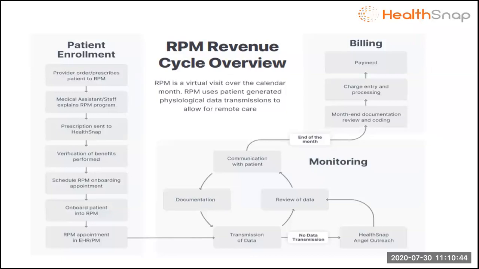At the end of the month, we review the documentation and coding. It moves into charge entry and processing, and then it is billed for payment to the payer. And the next month, the patient is still on the program, so we don't need a new prescription, but the communication, the transmission, the review, communication, transmission, and review, everything keeps going. And it's for the duration of the program.